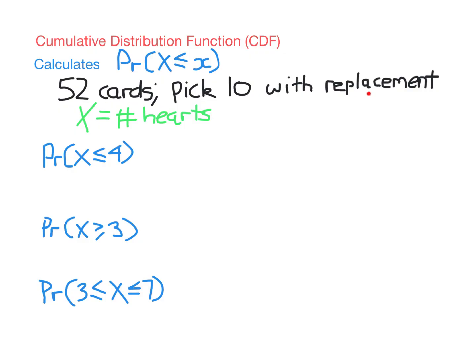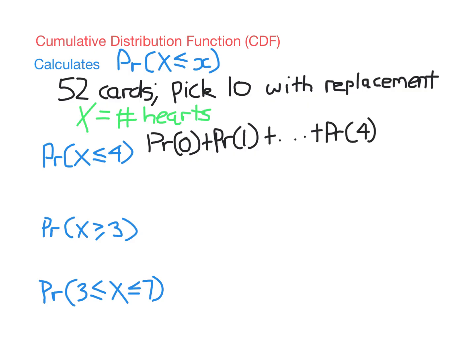52 cards, I'm going to pick 10 with replacement. Let x be the number of hearts. So here this says, what's the probability I pick 4 or fewer hearts? To do that, we would have to calculate the probability that I pick no hearts, then the probability I pick 1, and then 2, and so on, all the way up to 4. That takes a long time, and if this was 100 trials and I wanted to calculate the probability of 30 hearts, it would take far too long.